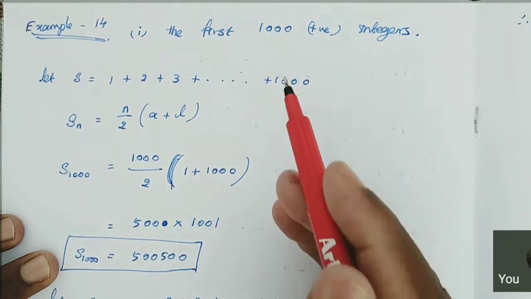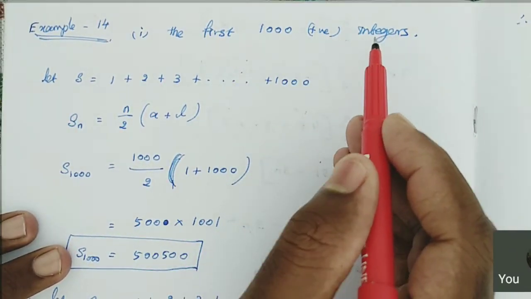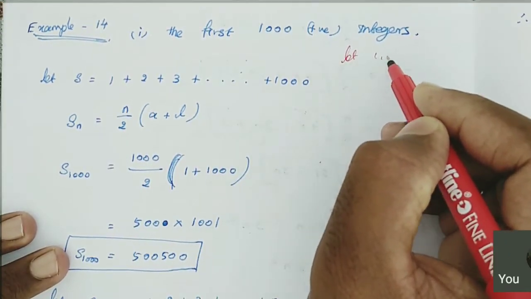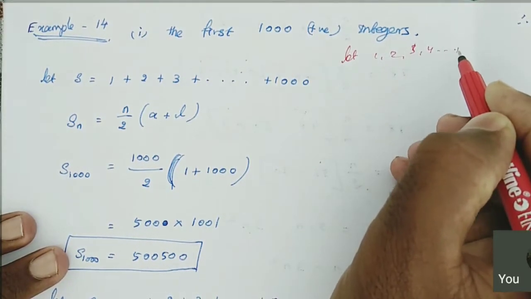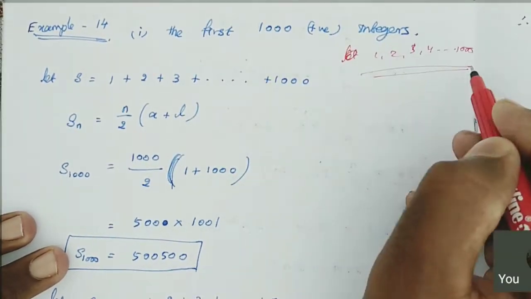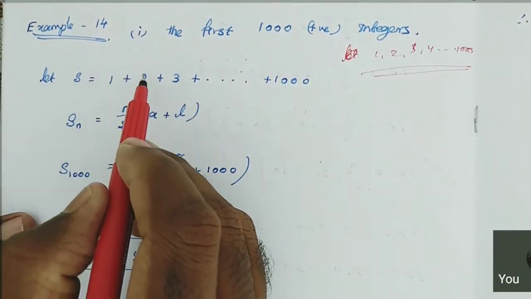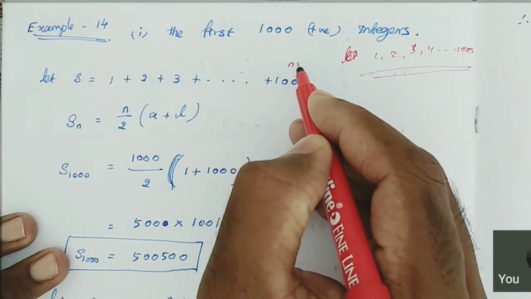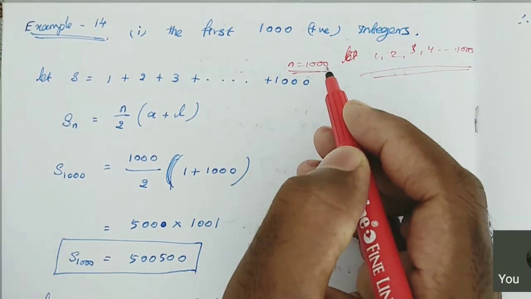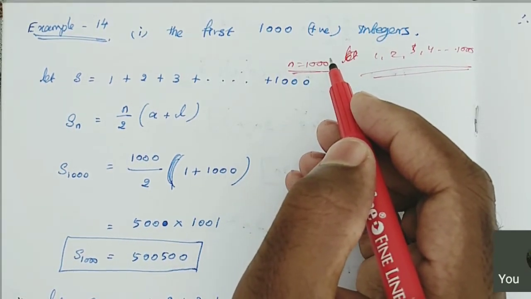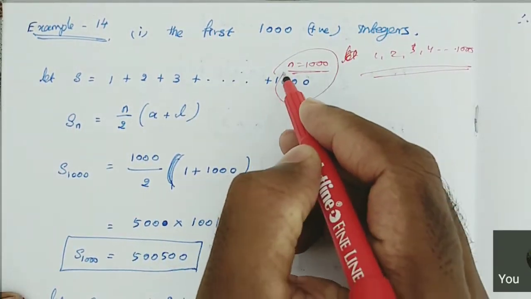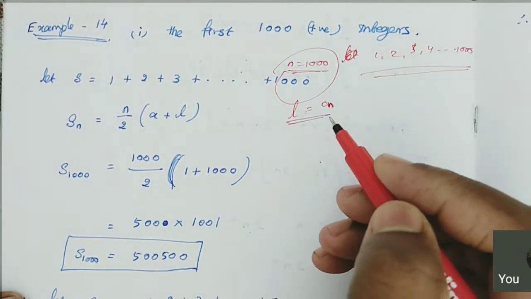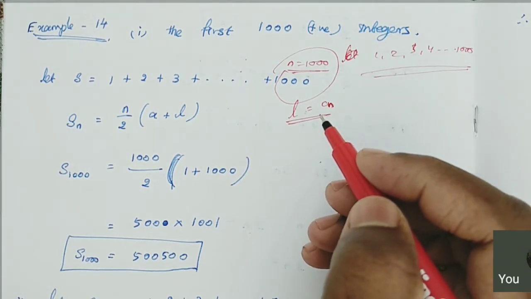See here, example 14. The first 1000 positive integers: first we just consider the positive integers. Let 1, 2, 3, 4, etc. up to 1000 be the positive integers, right? Clear? Then they said sum. So S is equal to 1 plus 2 plus 3 plus etc. up to 1000. So there should be 1000 terms, so n is equal to 1000. Now n is the last term, as well as we just call it the nth term, right?